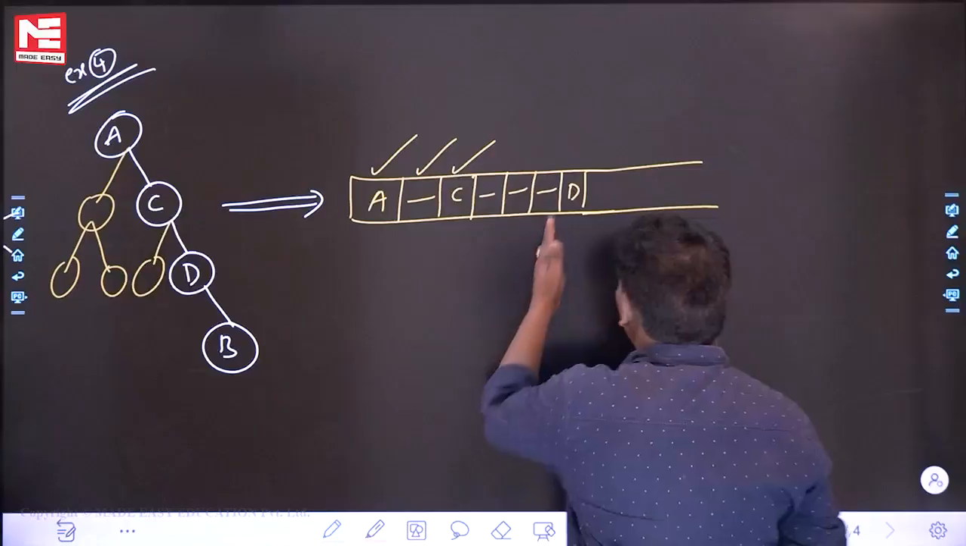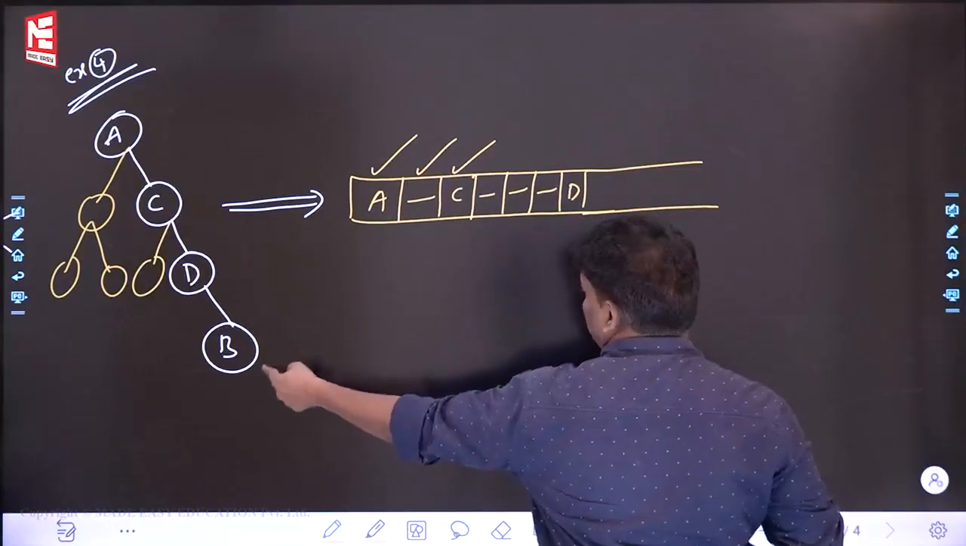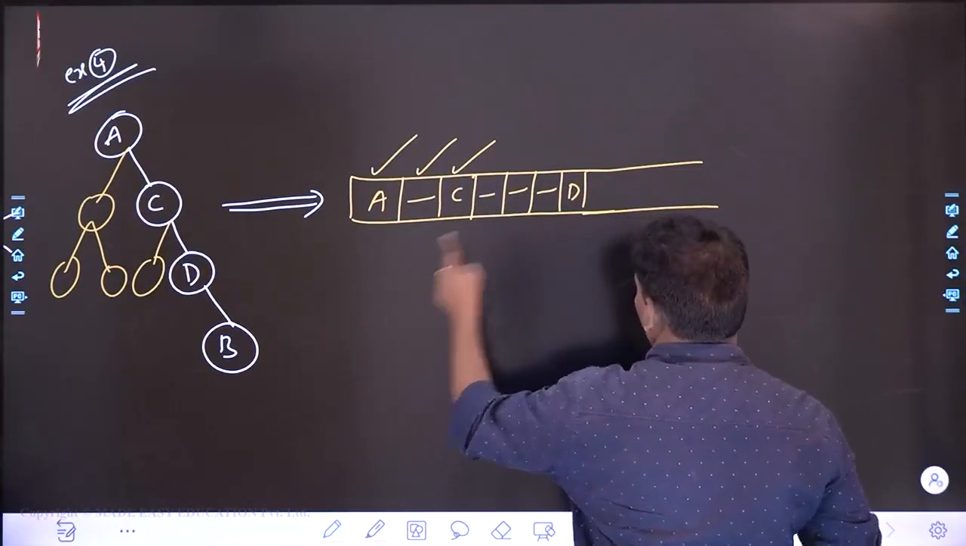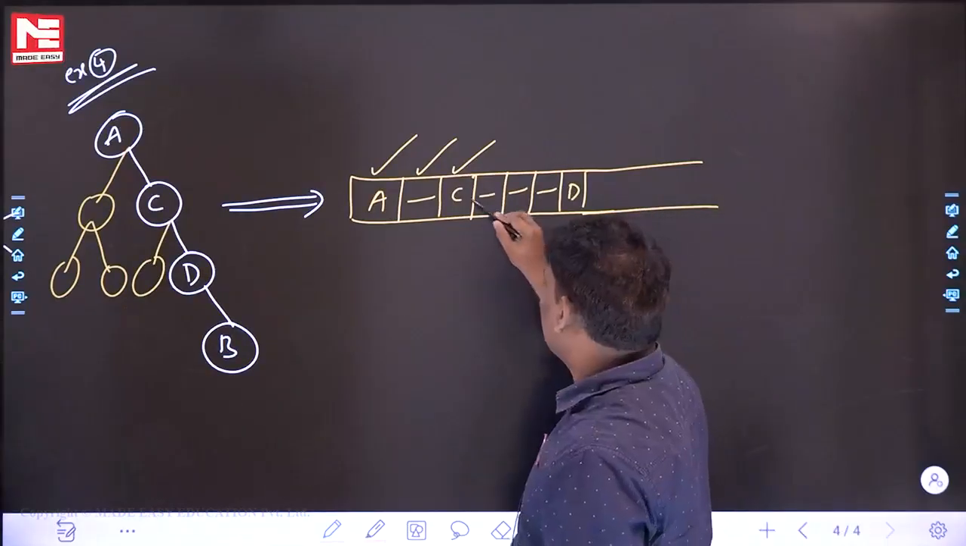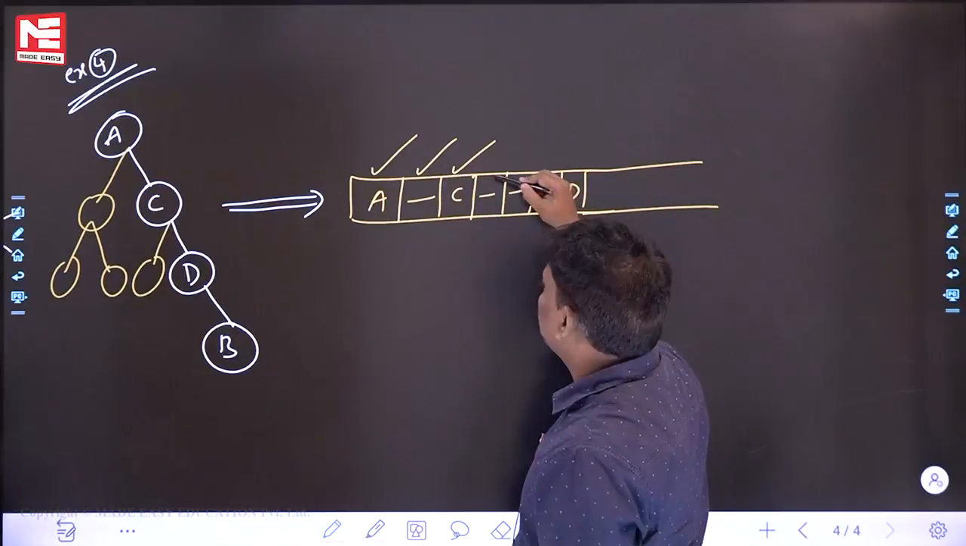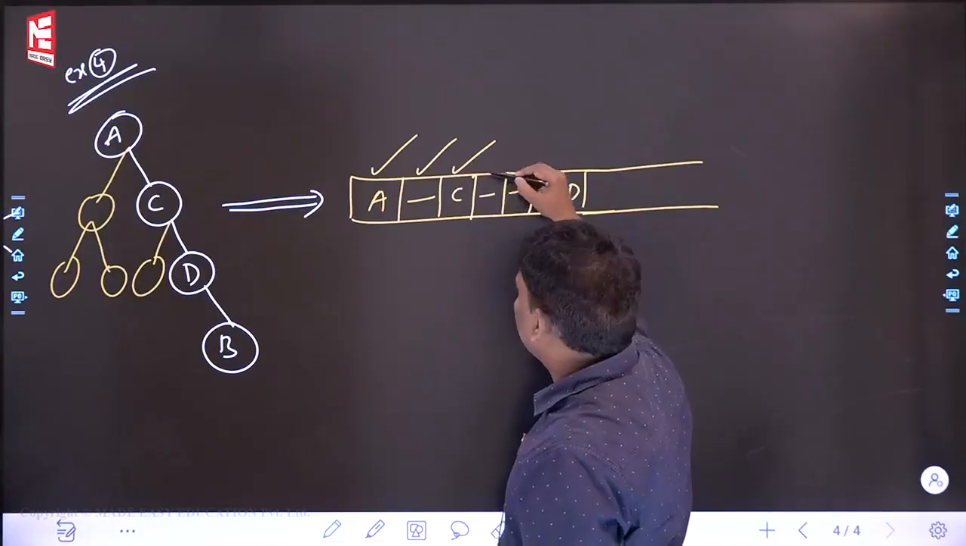Some people are asking, sir, why don't you stop now? There is one more also. See, B also required. Please be careful, because something is still left out, I am continuing further. C followed by 2 children. Who are those? Gap and D. That is okay. Next one, after C, next one, gap.